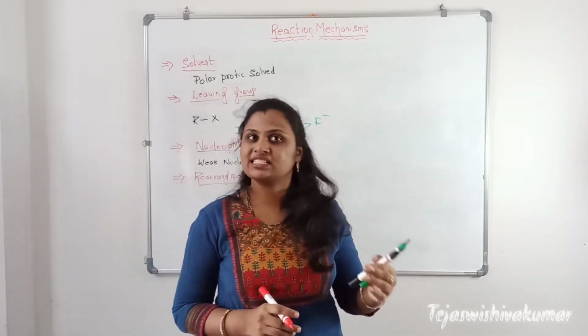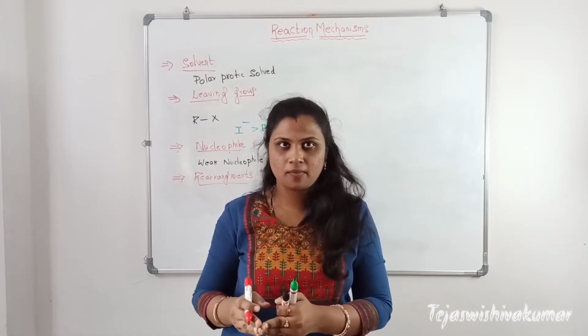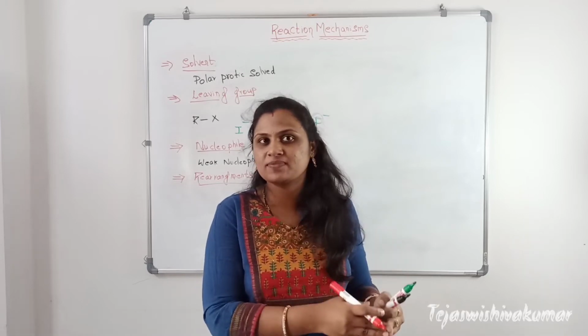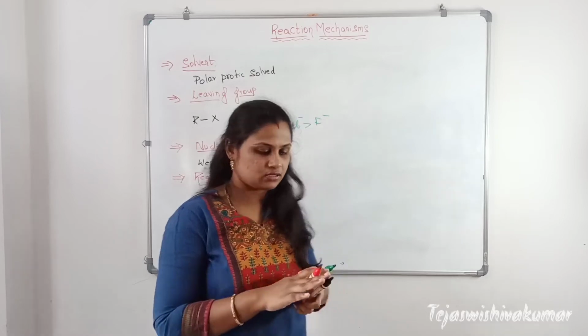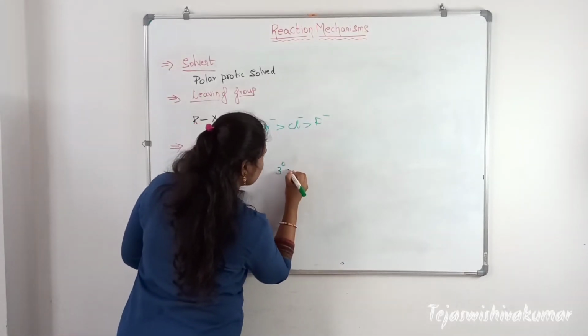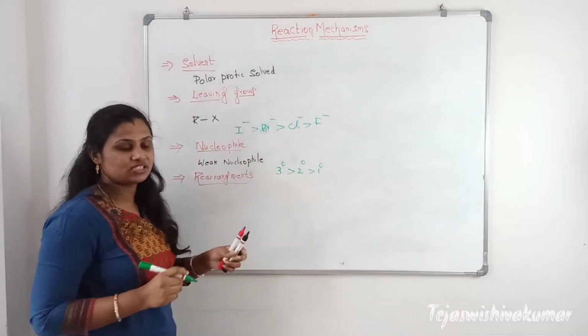Rearrangement will happen in SN1 reactions. Why? Because in the first step carbocations are formed, and you all know about carbocations. They have a tendency to rearrange themselves depending upon their stability. Now what is the stability of carbocations? Tertiary greater than secondary greater than primary. Enduku carbocations ki ee order?